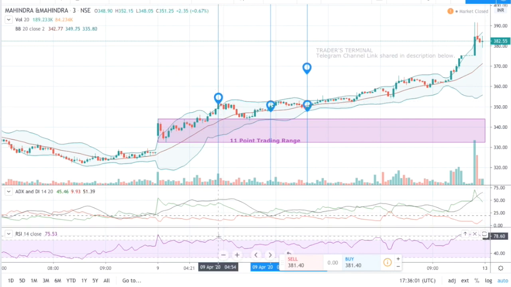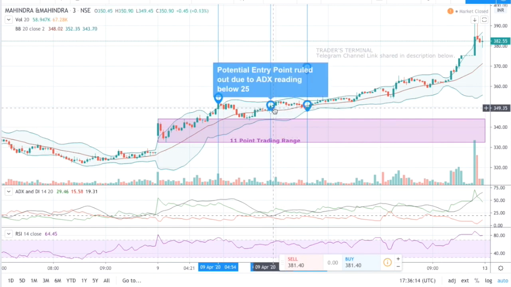Here you can see from the cursor that RSI is trading at 76 levels. Now let's move on to another point which we could have picked as an entry point, this level. But this level also was rejected because ADX was reading below 25.